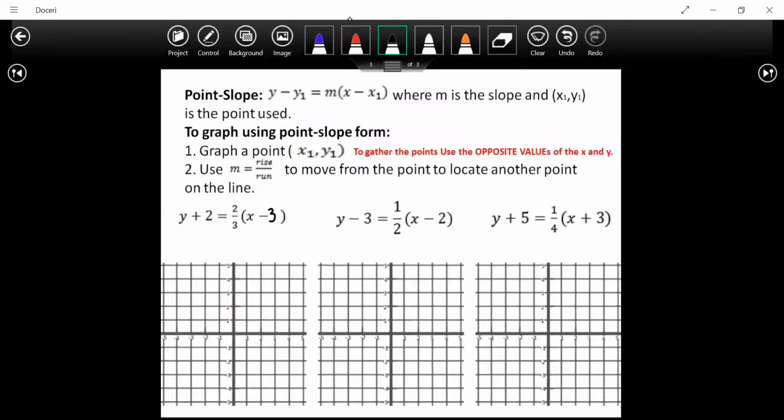Okay, so this is just to help you graph it. I'm hoping you guys are able to do this now. If I give you the point-slope form, where m is the slope and x1, y1 is the point, to graph it, we're going to graph the point. We're going to find the opposite values. We're going to find the slope. Graph the point, graph the slope. So that's all you're really doing. This is just kind of a helpful direction for you. But if you can get that, we're good.